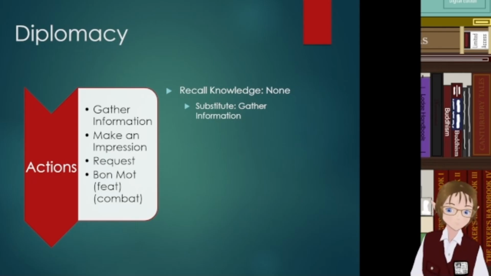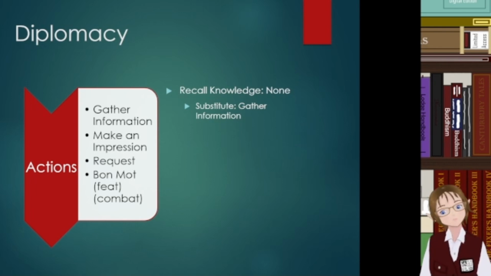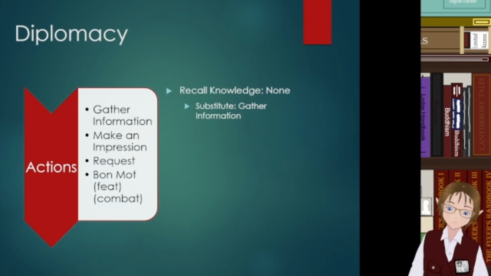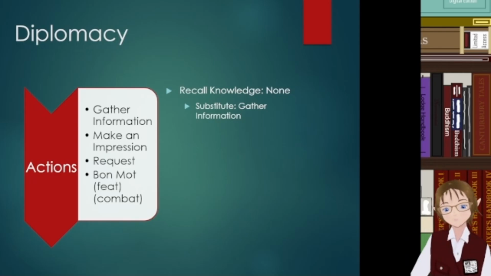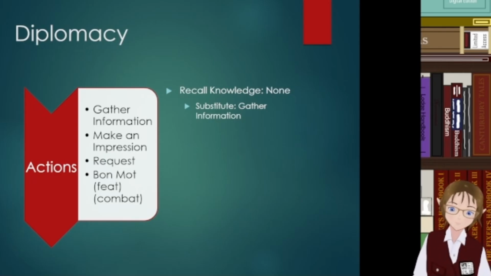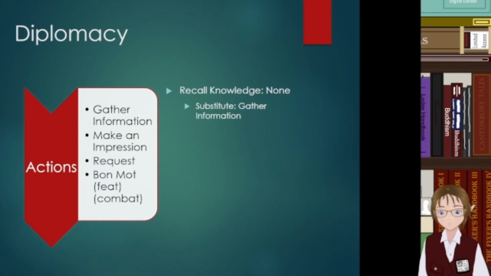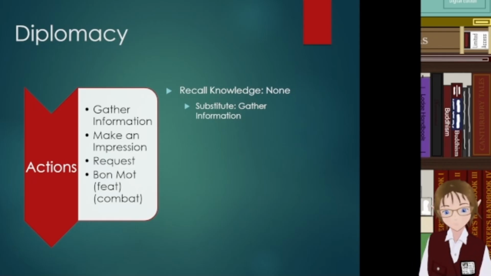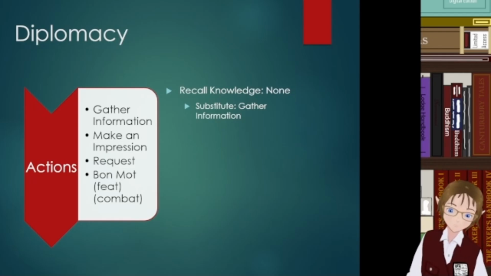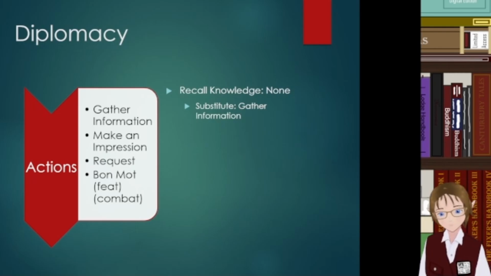There's make an impression, which the goal is basically to make it so that somebody likes you. And then there's request, which is you're asking for something. Higher success on make an impression then benefits request. However, request does not just mean in all cases you get what you want. In fact, there are specific mechanics that make it so that someone dislikes you more if you ask for something ridiculous. The final action I'm going to mention is Bon Mot, which is a combat action unlocked by a feat.